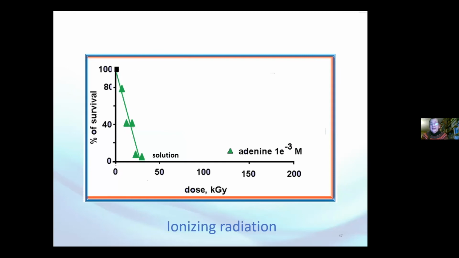Here is the response of adenine in aqueous solution alone. As you can see, it is almost destroyed at less than 30 kilograys of irradiation dose. But if we absorb this solution in clay, the recovery of the adenine increases very much and it can resist very high radiation doses.